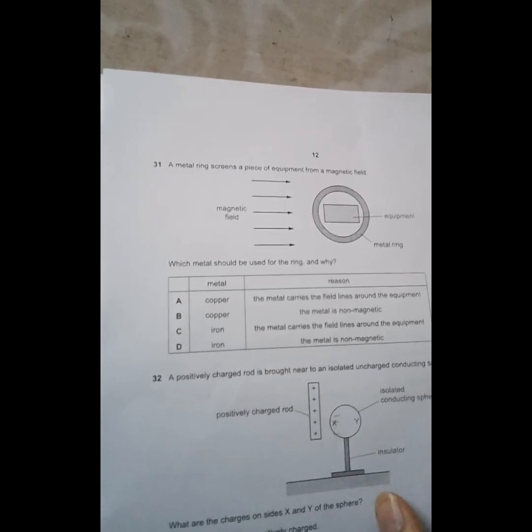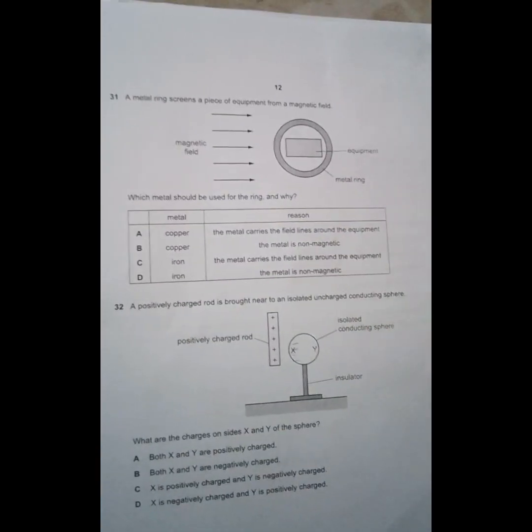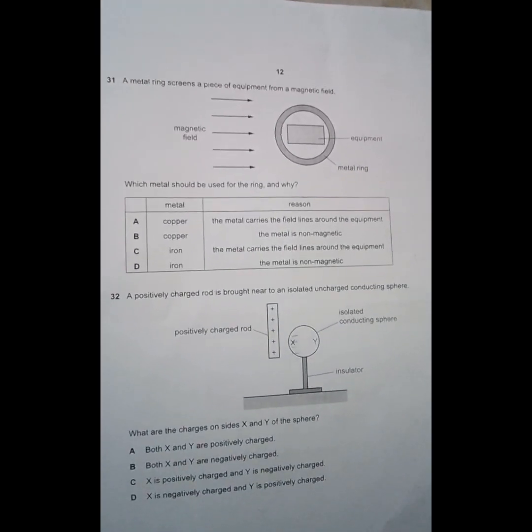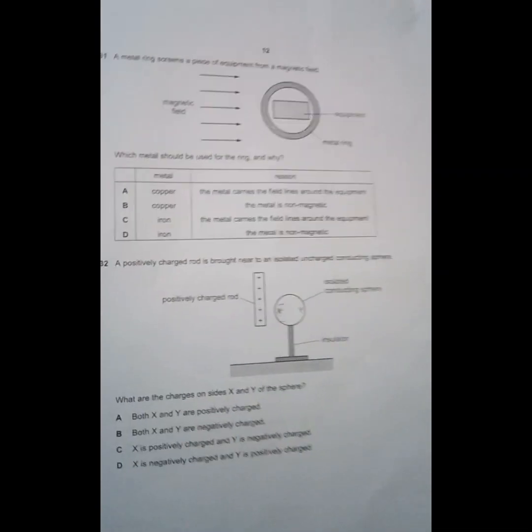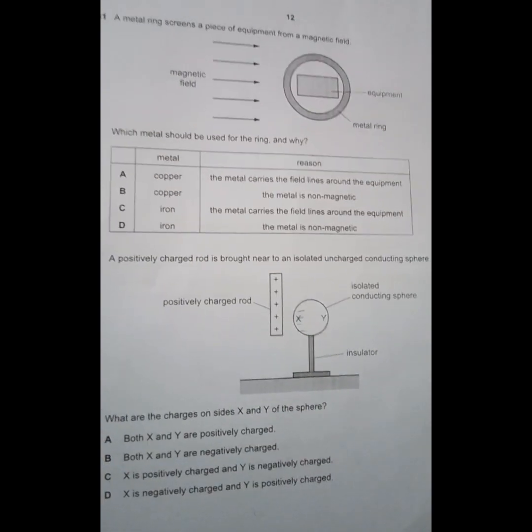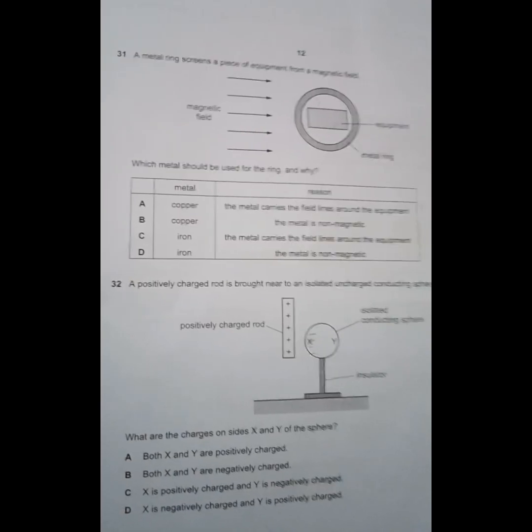Moving on towards question number 31. A metal ring screens a piece of equipment from a magnetic field. Which metal should be used for the ring and why? The reason we use iron for shielding is because it is a good conductor and it helps strengthen the magnetic field as well.